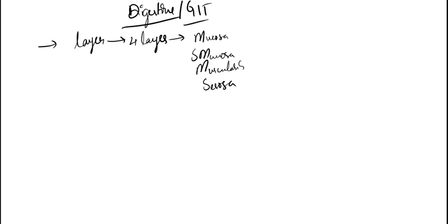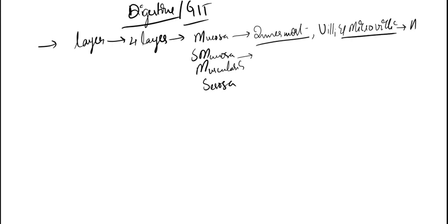Now mucosa is the innermost layer. What is meant by that? It forms the walls of the GIT. First we will discuss mucosa. It is the innermost layer and it contains villi and microvilli for absorption. What is their function? Absorption.